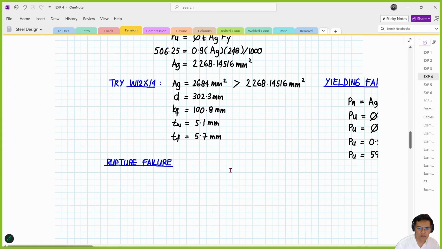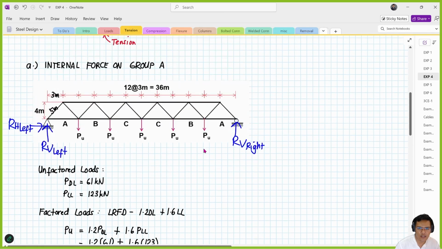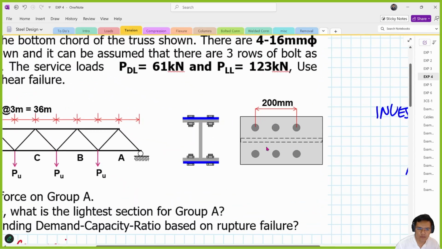Okay, let's investigate yung ating given cross section. So we would use a W section connected yung sa top and bottom flange. Since yung flange lang yung connected and yung web is not, shear lag is applicable, no? Shear lag is applicable.